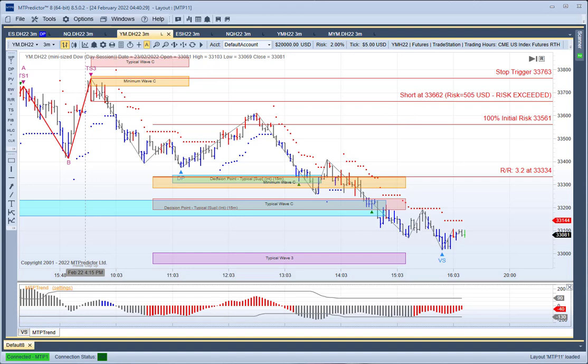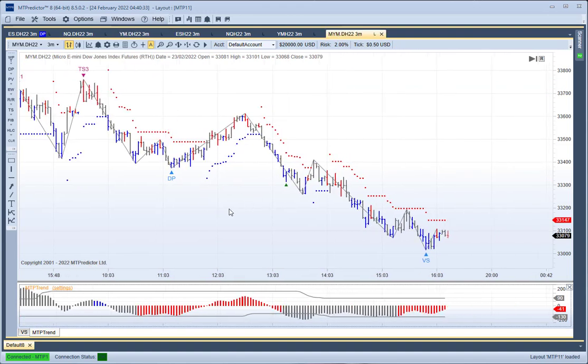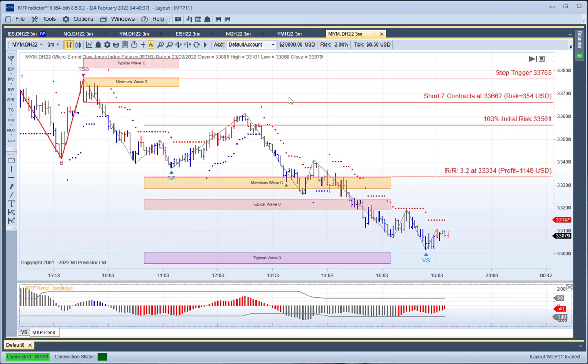If you were looking to take this, you could perhaps look at the MYM, the Micro E-mini. So let's go and have a look at that one and place the same analysis on there again. If you were doing that, again with the same 2% risk on a sample $20,000 account, that would have allowed you to take 7 contracts on the Micro. That would have gone down to the first target there, which then would have had a 3-hour profit. That's why we use position sizing.